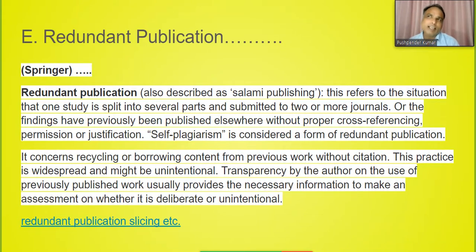So sometimes you feel that this is my own work, so there will be no issue of plagiarism. There it is somewhat unintentional. It was not actually your intention to copy and paste. So transparency by the author on the use of previously published work usually provides the necessary information to make an assessment on whether it is deliberate or unintentional. It's not deliberate. Actually, we generally don't do it, but sometimes unintentionally it happens. So it is called redundant publication or salami publishing.